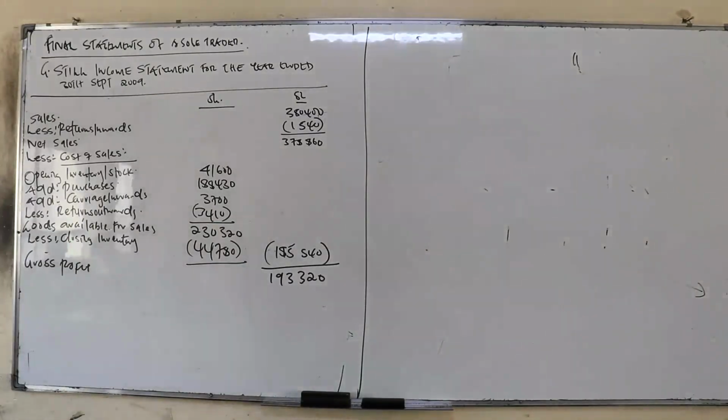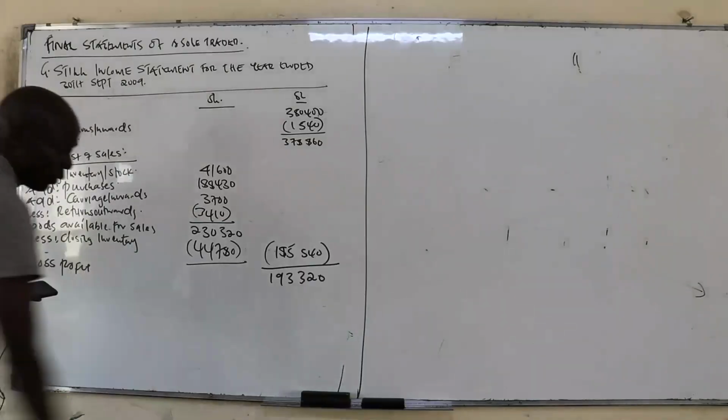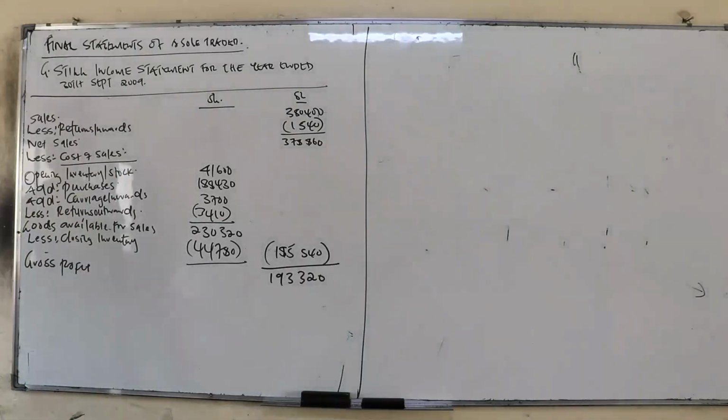In some other question, you get that they have other incomes. When you talk about other incomes, you're talking about discount received and maybe rent income or any other income. So you check the trial balance whether they have that kind of income. So in this question, there was no other income. Once you compute your gross profit the way we have done, you list down your expenses here.